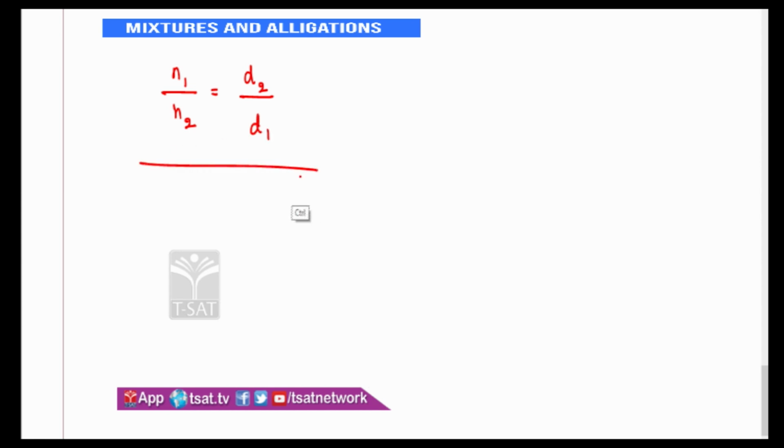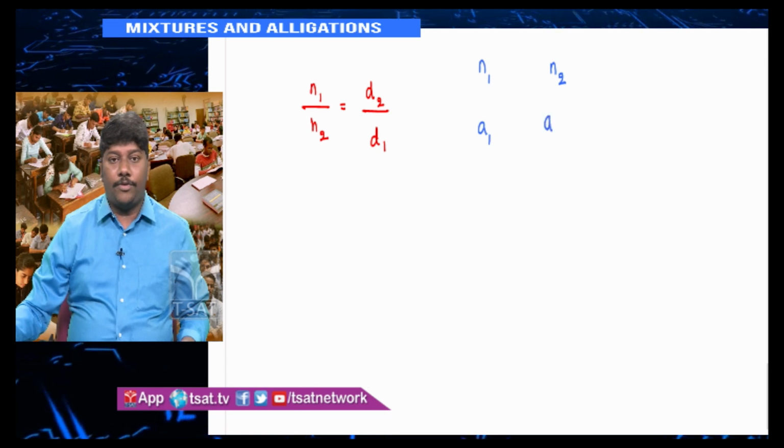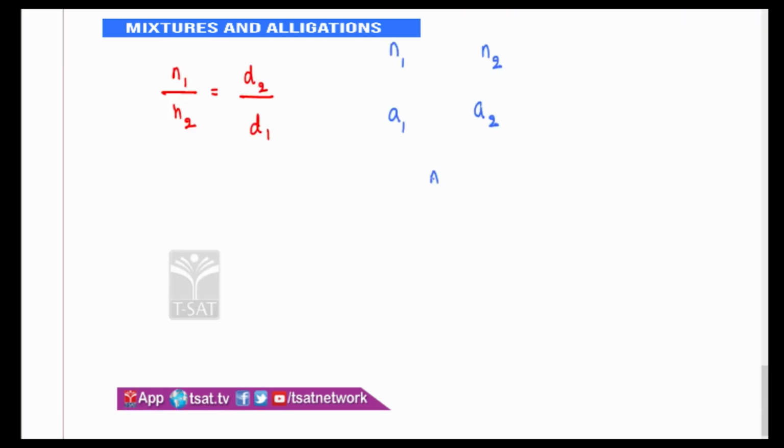Now we'll go for the formula directly of alligations. I write the number of members in group 1 and group 2, the average of group 1, the average of group 2 and the combined average. What is the relation between them? First relation is N1 into the difference between these two and the difference between these two. See, capital A should always lie in between your A1 and A2.